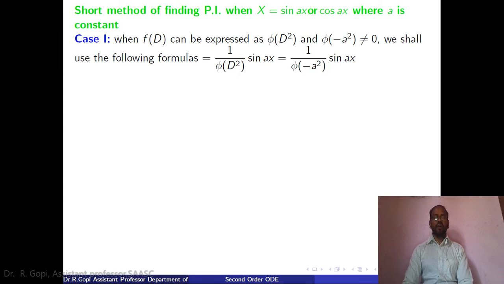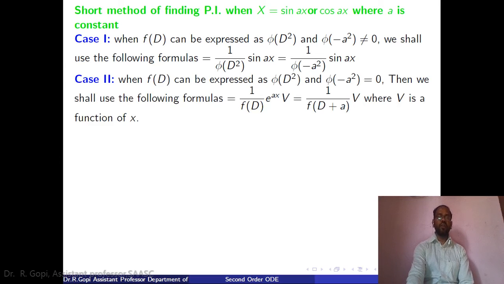Suppose we put the value D squared as minus a squared and the denominator gets 0, then case 2 will be formed, otherwise case 1 will be followed. Then case 2, when f of D can be expressed as phi of D squared and phi of minus a squared equals 0, we shall follow the formula, that is nothing but 1 divided by f of D into e power ax into v. This form I have told already, that is the fourth one. So we have to replace e power ax into v, that is nothing but replace f of D by D plus a.